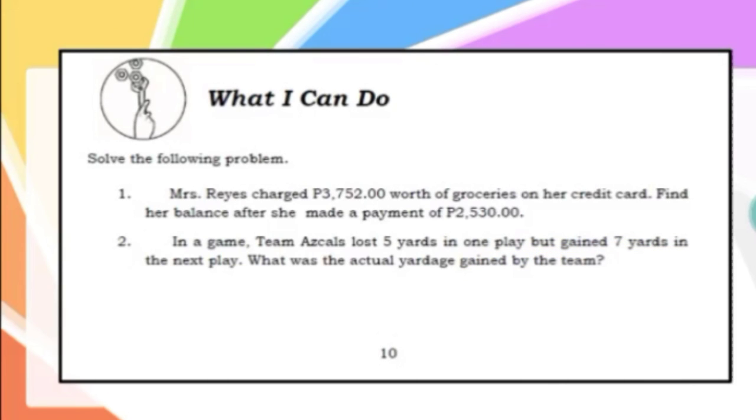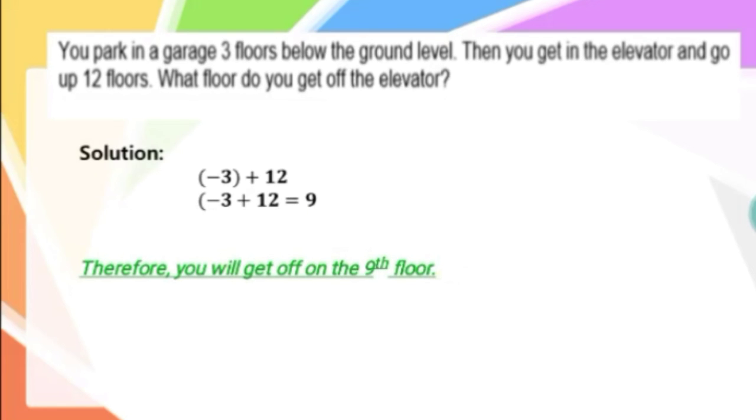In our module, what can I do? Page 10, solve the following problems. For example, we have a problem. You park in the garage 3 floors below the ground level, then you get in the elevator and go up 12 floors. What floor do you get off the elevator?